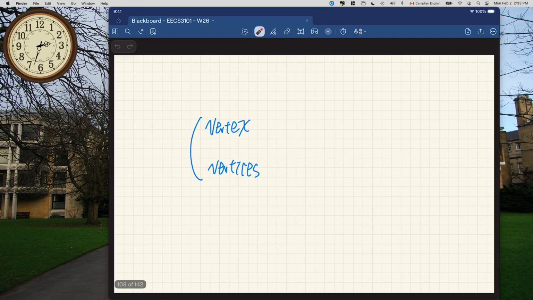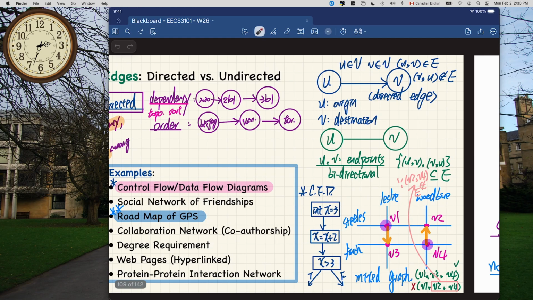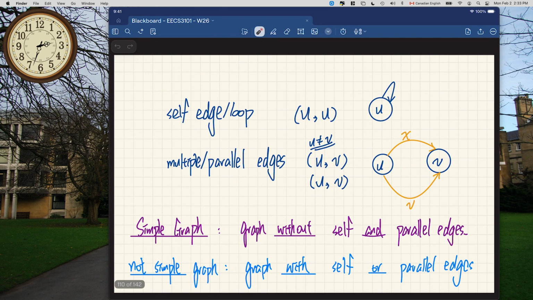Okay, and we spoke about directions, right? So yeah, you can review the details. Just remember, why do you need a directed graph as opposed to an undirected graph? It's really about dependency, flow, and also order. Okay, we'll see more and more examples as we go. Okay, directions. And self-loops and multiple edges.